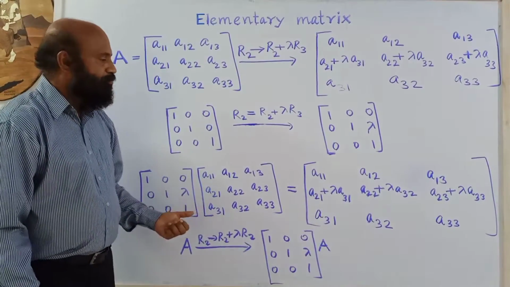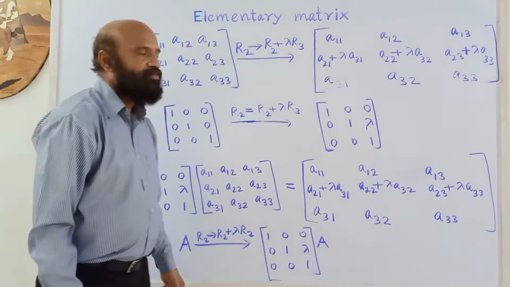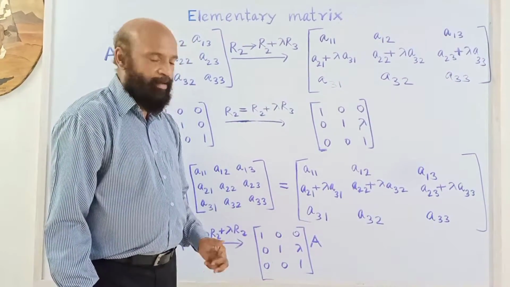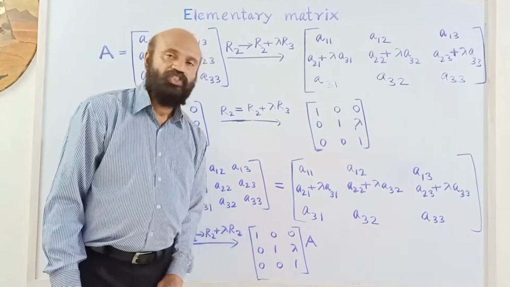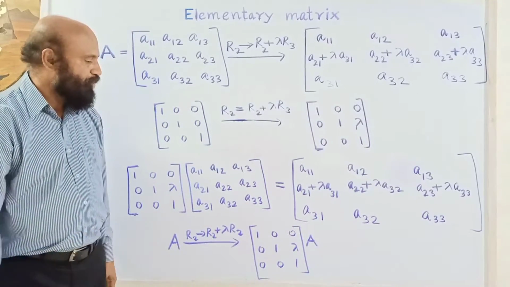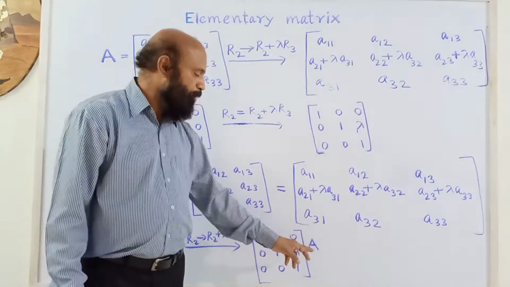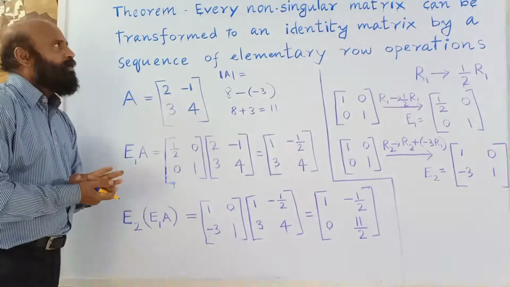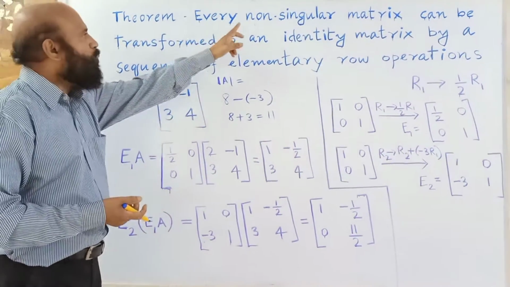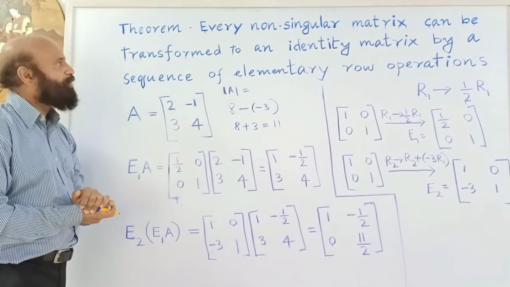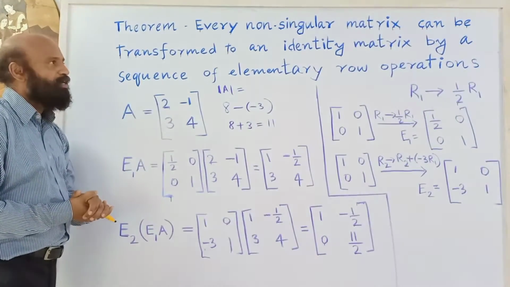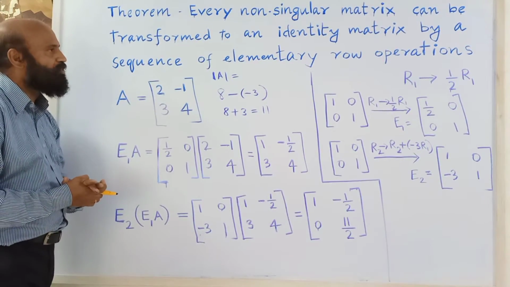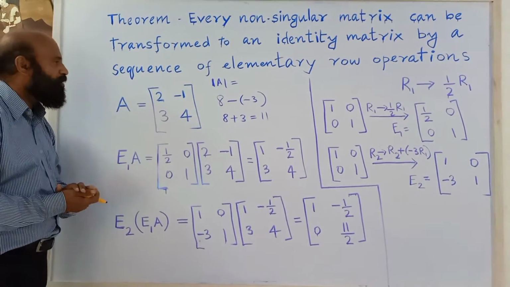Here we have seen row transformation. For a row transformation, we are pre-multiplying the given matrix by an elementary matrix. For a column transformation, we have to post-multiply the given matrix by an elementary matrix. Every non-singular matrix can be transformed to an identity matrix by a sequence of elementary row operations. So this is a theorem.